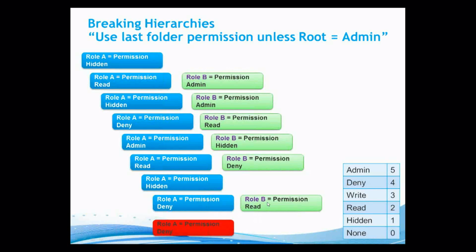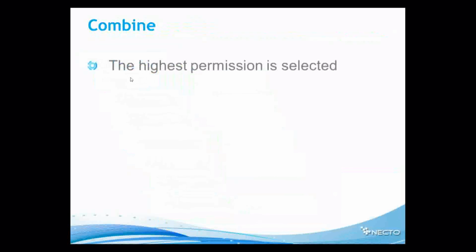Now let's look what happens in role B. Role B is read, and then looking up, I see admin. So take last unless admin. So I'm taking admin. So I have deny versus admin. Let's see what's next.